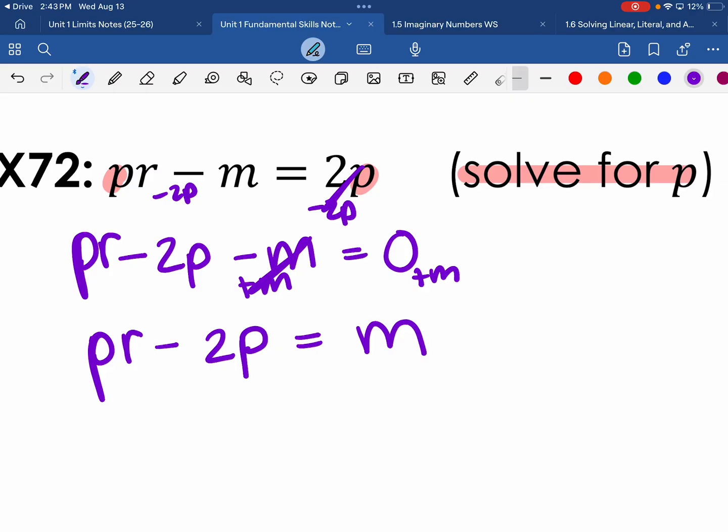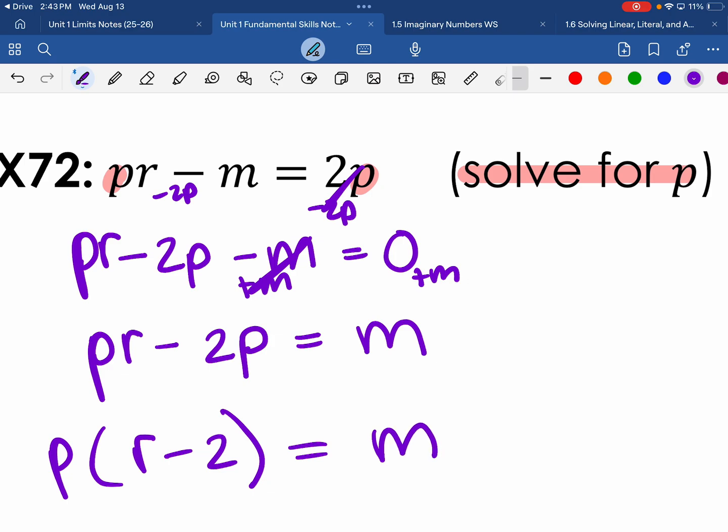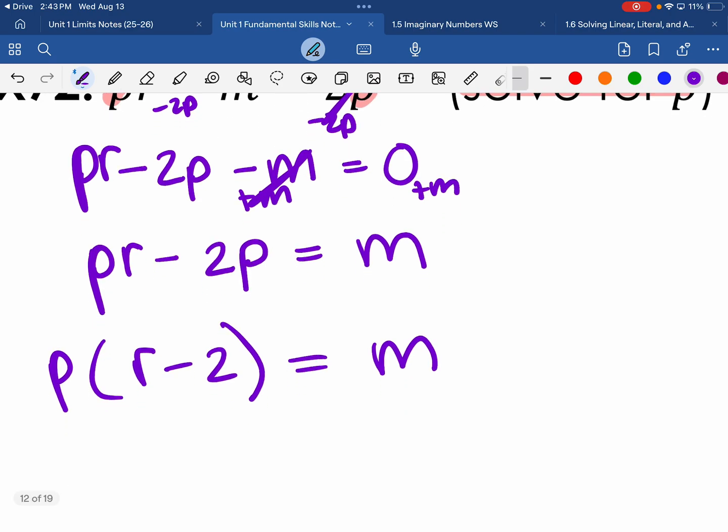So in this one, I had two terms that had the p and I moved them to one side. Everything on the left now should have a what? A p. So we can take a p out, because it's a GCF. We can pull a p out of both of these guys and we're left with r minus 2. Does that make sense? Okay, so that's why we move everything with a p to the left, everything without a p to the right, so we can pull a GCF out.